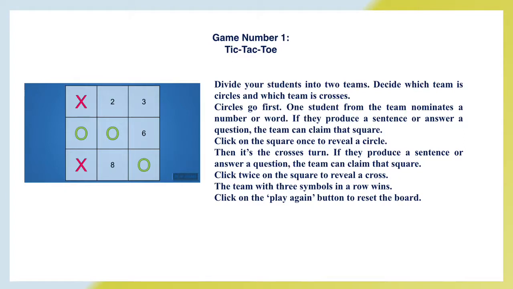Let's speak about game number one, tic-tac-toe. Divide your students into two teams. Decide which team is circles and which team is crosses. Circles go first. One student from the team nominates a number or word. If they produce a sentence or answer a question, the team can claim that square.